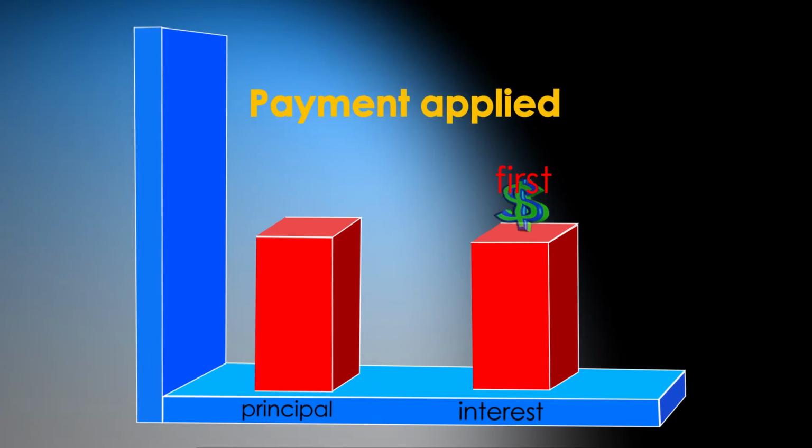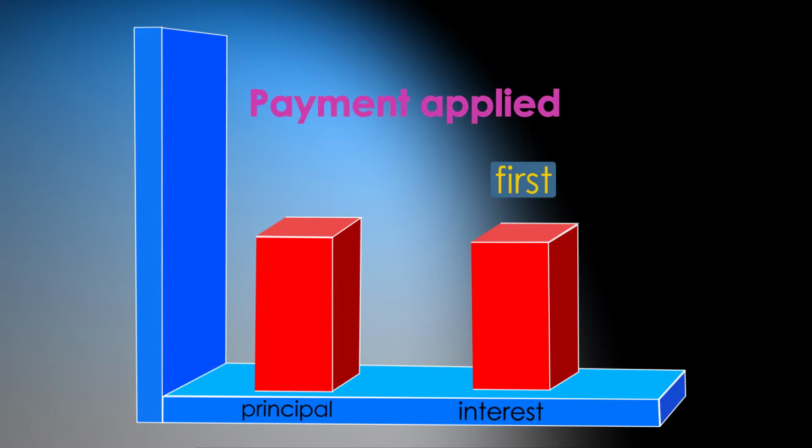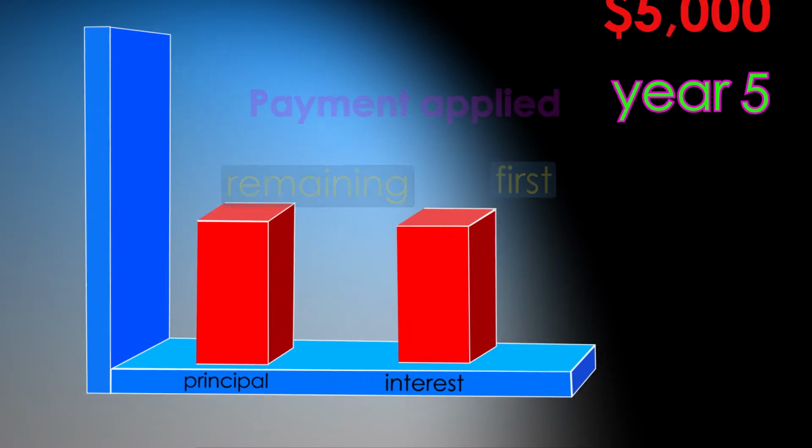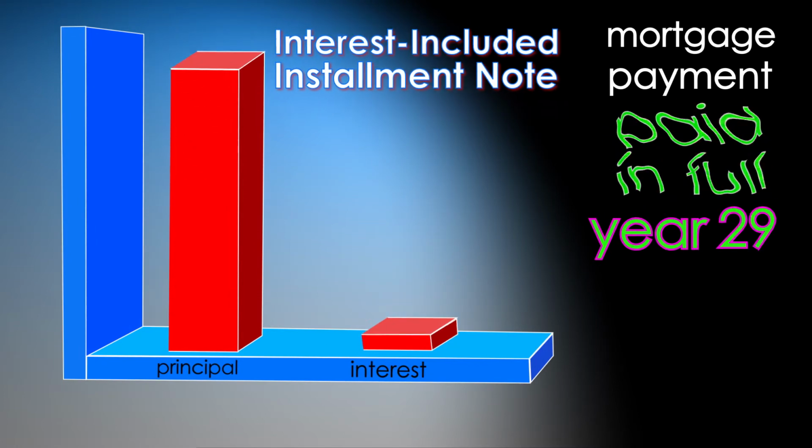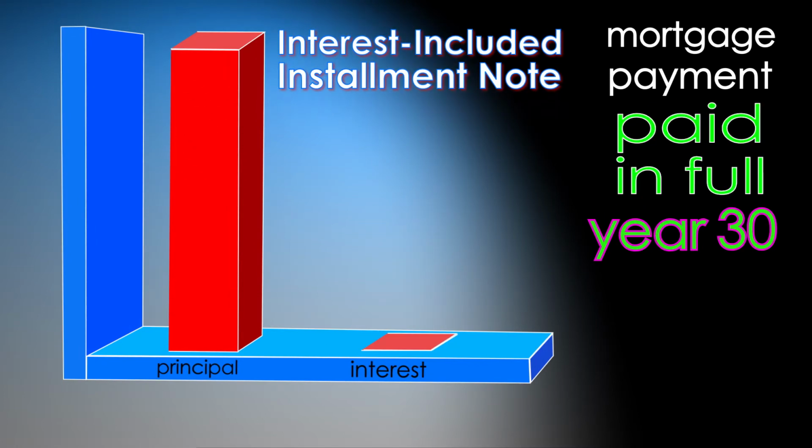Each payment is applied first to the interest accrued on the remaining principal balance during the period between payments, typically monthly. The remainder of the payment is applied to reduce the principal balance of the debt. At the end of the term, the mortgage is paid in full.